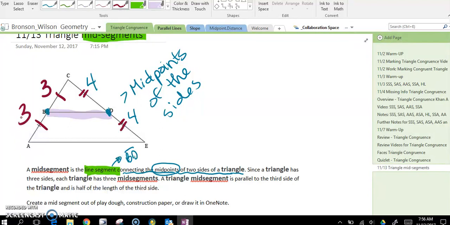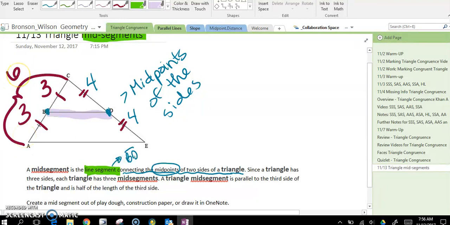Now, the whole segment CA is how much, guys? 6. Beautiful. Okay, let's move on. Since a triangle has how many sides, y'all? 3 sides. Each triangle is going to have 3 midsegments. I will show you what that means.